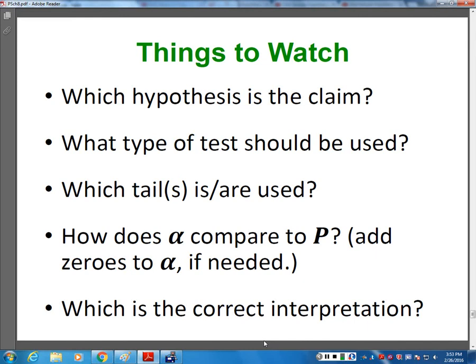In the next video, we'll do more examples of hypothesis testing with one sample.